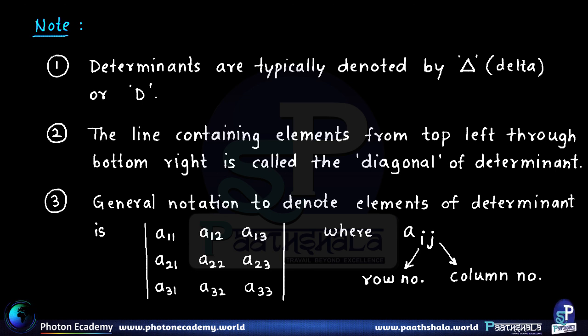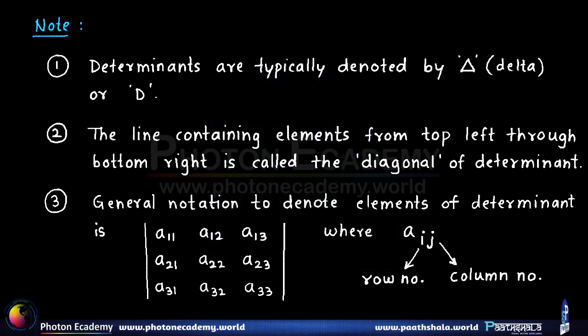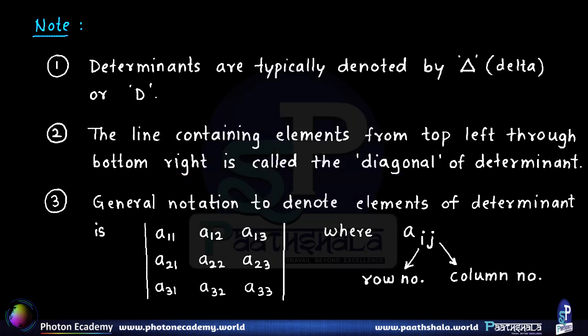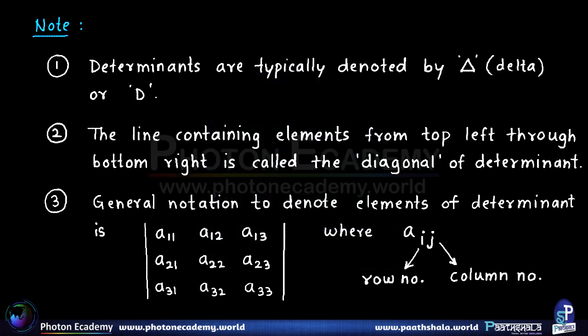The next one is the general notation to denote elements of a determinant. Now here is how we denote the elements of the determinant. As an example of a 3 by 3 determinant, we have the elements in the first row as A11, A12, A13. In the next row we have A21, A22, A23, and in the last row we have A31, A32, A33. So in general the element Aij as shown here refers to the element which comes in the ith row and the jth column. So i stands for the row number and j stands for the column number.